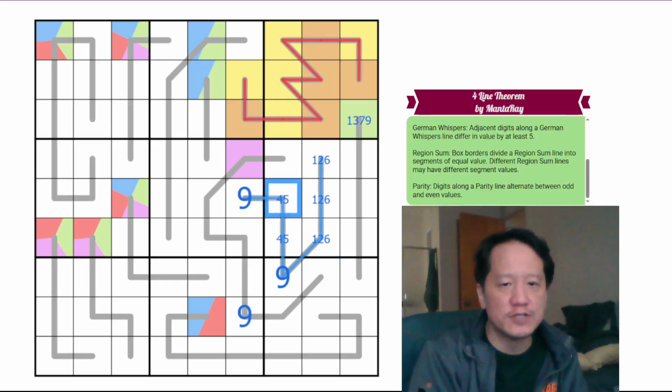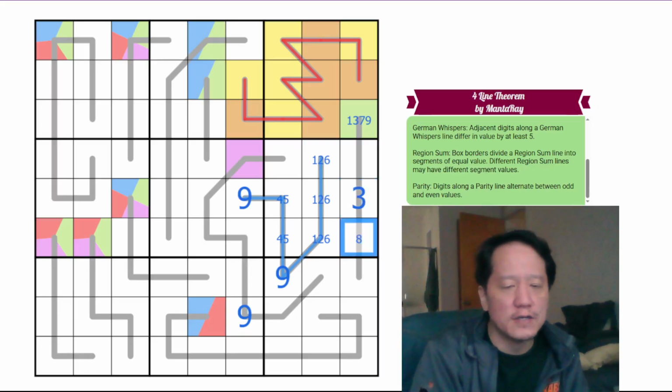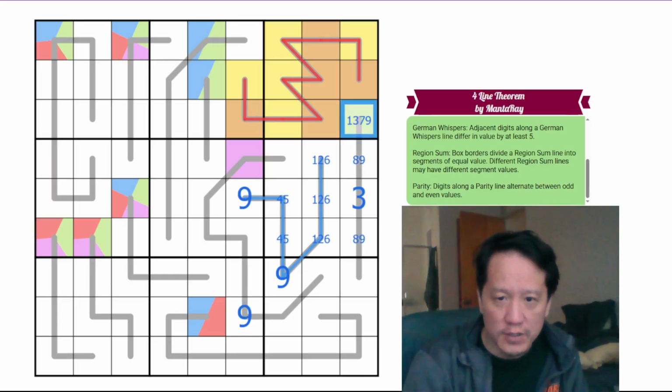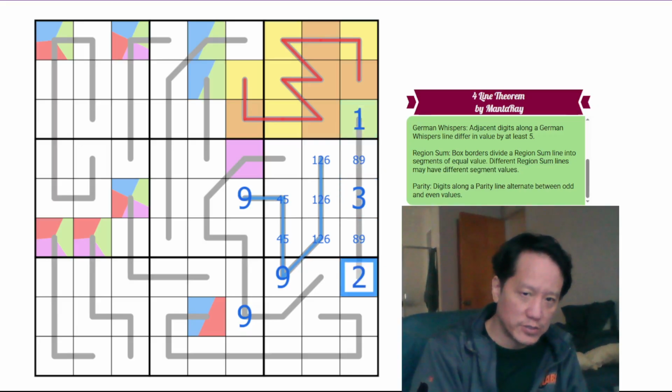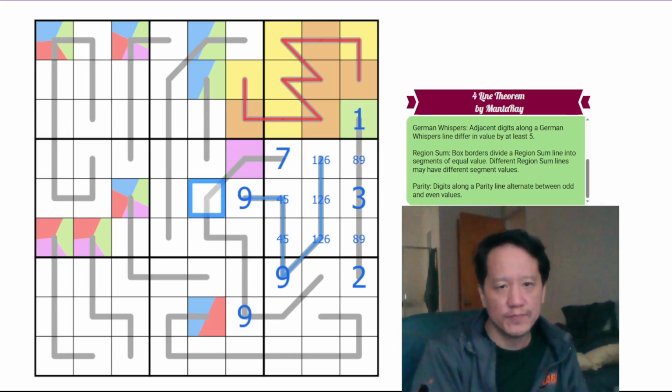This is 4, 5 as a pair. This is 3. This would then be 8 and 9, 8 and 9. So this would be 1 to be next to there and to be odd. This would be 2. 7.